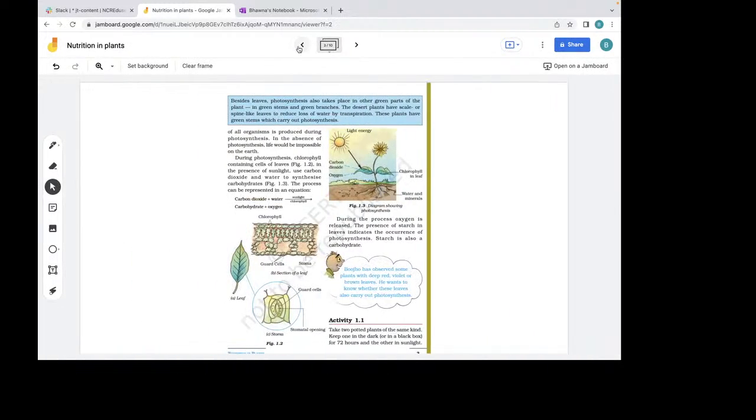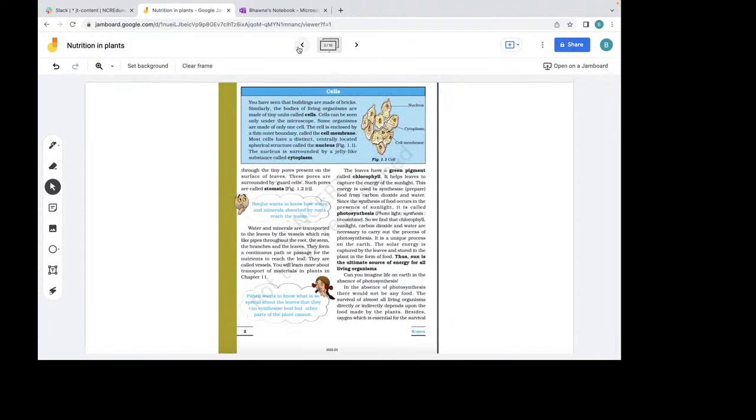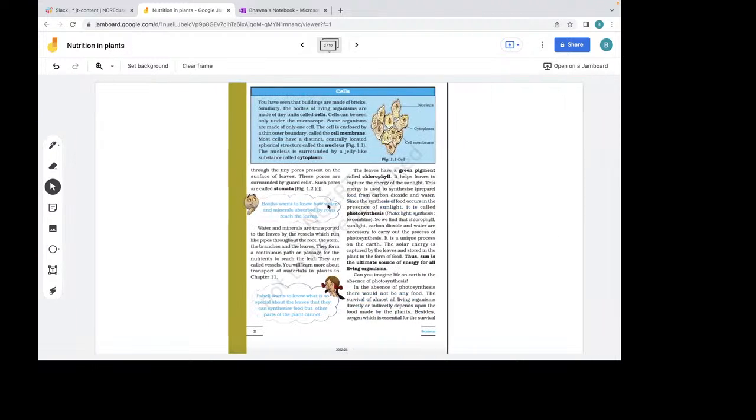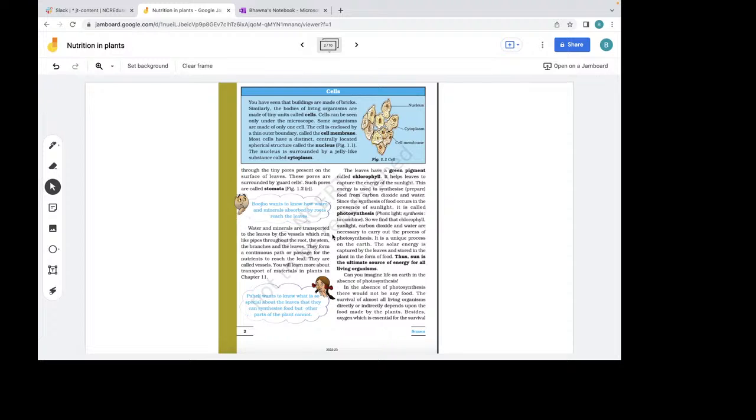We have learned why nutrition is important for us, what the types of nutrition are. We have learned about autotrophic nutrition, heterotrophic nutrition, and the process of photosynthesis, how it takes place, what gases are exchanged, and what the plants use during photosynthesis. They use sunlight, chlorophyll and carbon dioxide.